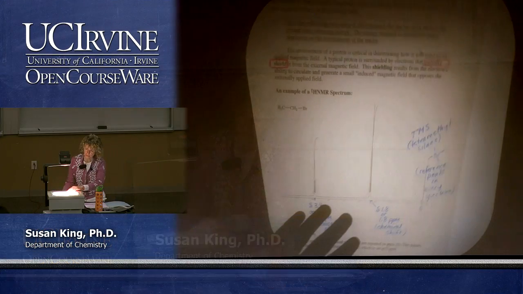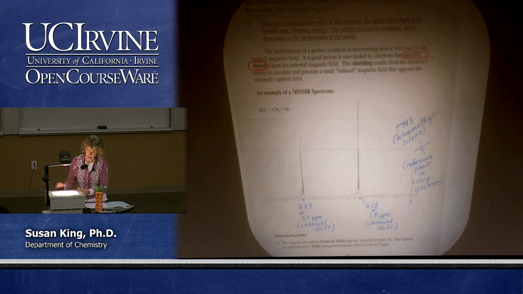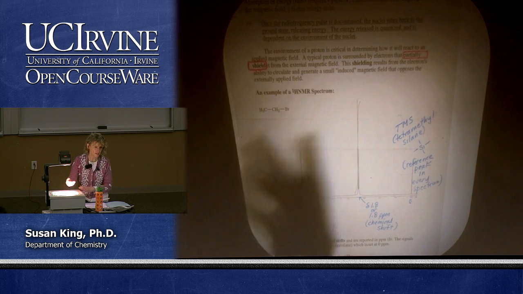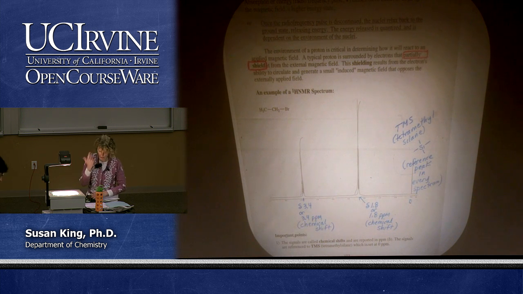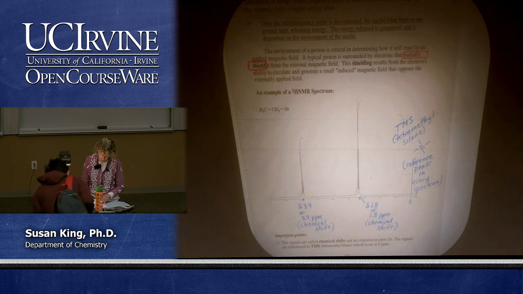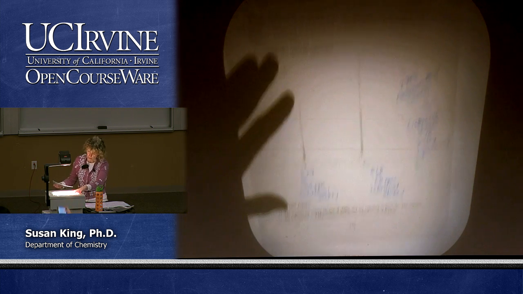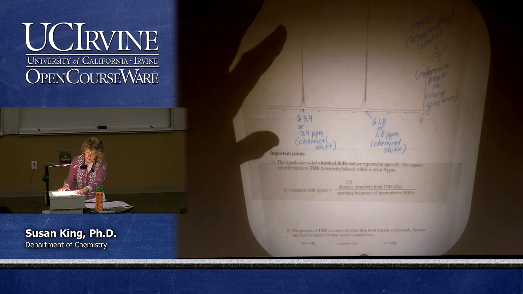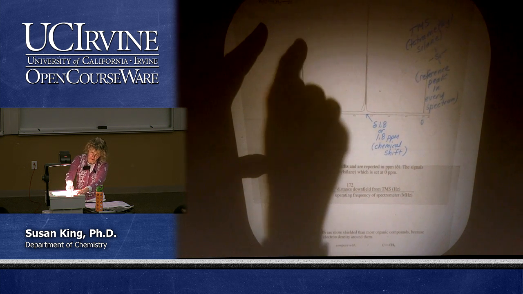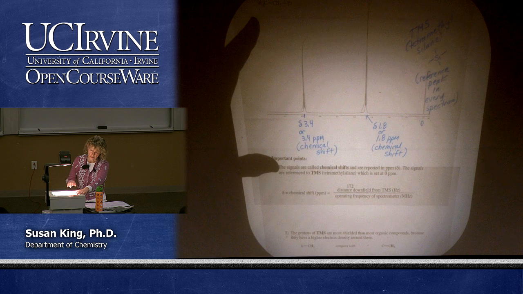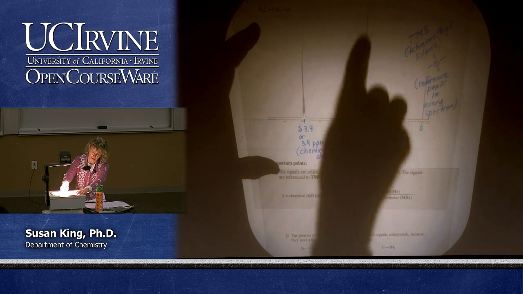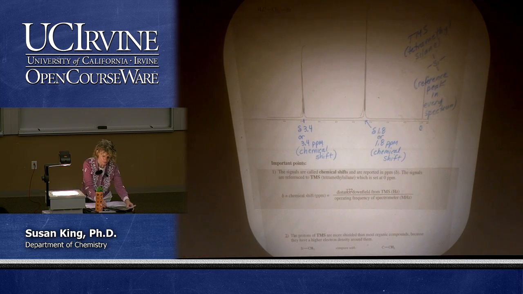All right, so let's continue what we were doing last time. I showed you an example of an NMR spectrum, and we're going to hit important points, and then keep going back and adding things to the spectra to show things that we're going to be looking for. All right, so we talked about chemical shift. The chemical shift for this signal here is 3.4, and this one is 1.8.